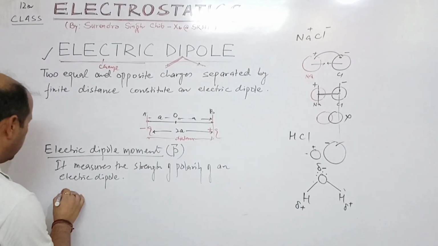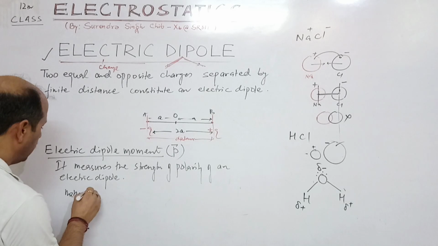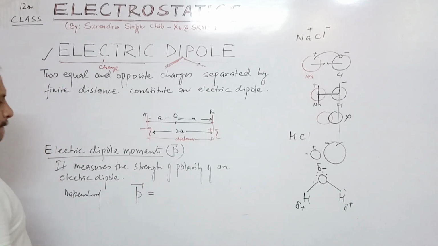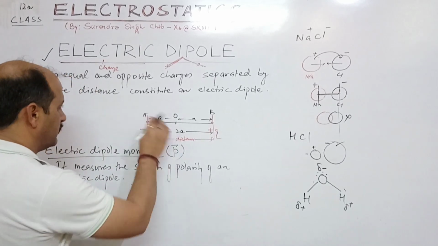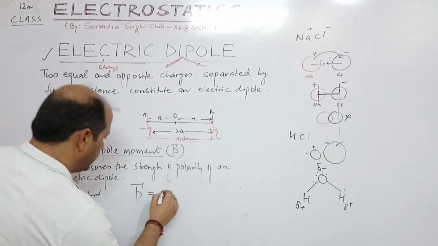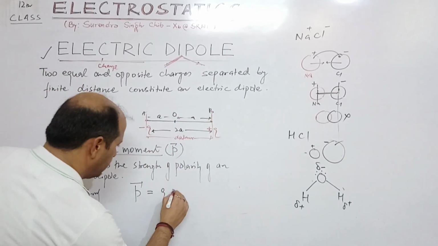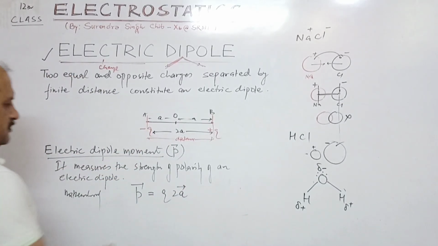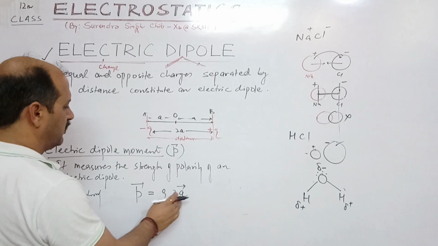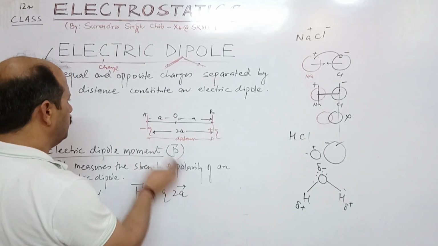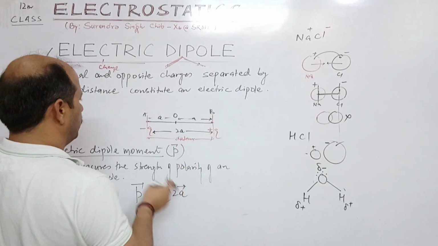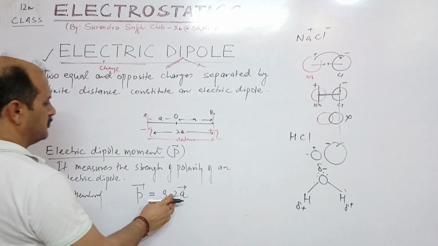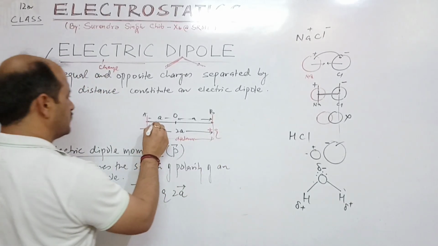And mathematically, it is given by P vector. It's a vector quantity. Charge, take any one of the charges, say Q, and the separation distance 2a vector. Charge is a scalar quantity, so we are putting a vector over here. Otherwise, you can put i cap or j cap or k cap. If it is the x-axis, you can put i cap here. Otherwise, simply you can write 2a vector.